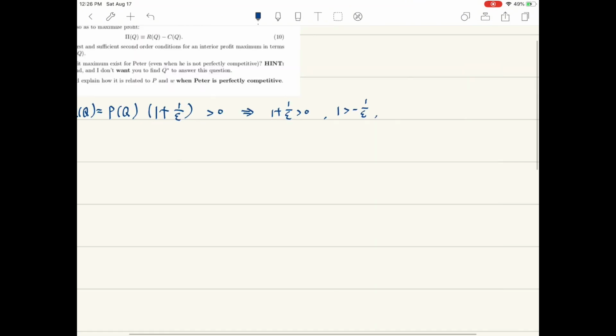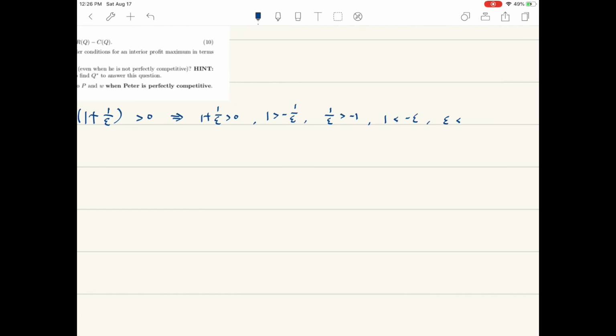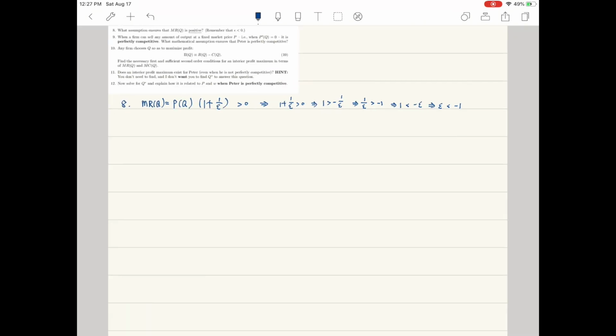In number 8, we find the assumption about the own price elasticity of demand, epsilon, to ensure the marginal revenue is positive. We find that when the demand is very elastic, the marginal revenue is positive.